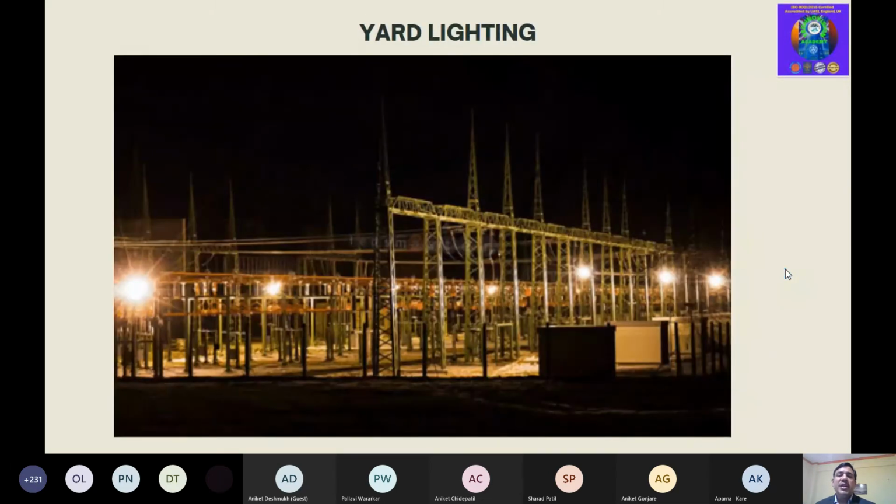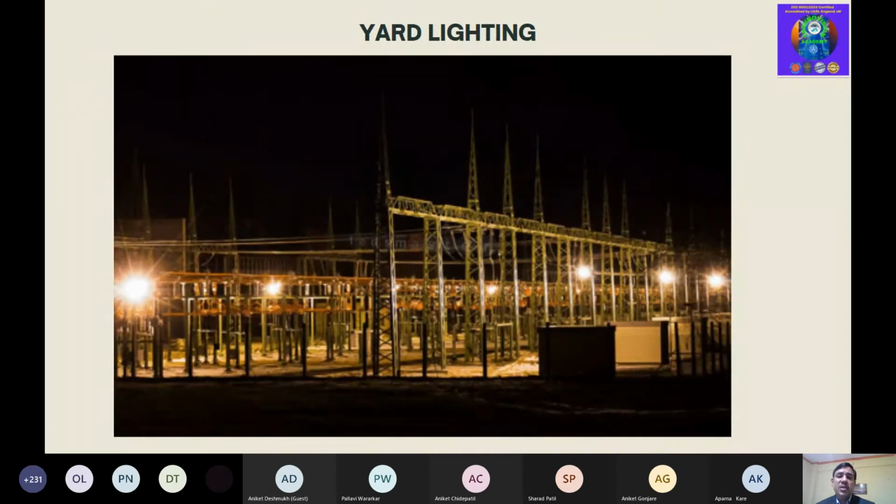And yard lighting, this is also most important whenever you work in any EHV substation. Suppose there is no proper lighting, and in an emergency we have to work at night also. If there is no light, there may be chances of an accident also. I have experienced this fact in my career itself.